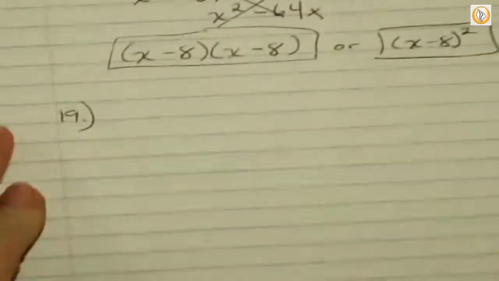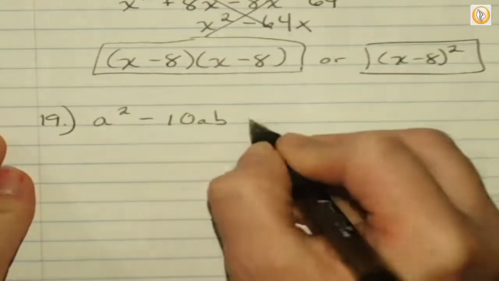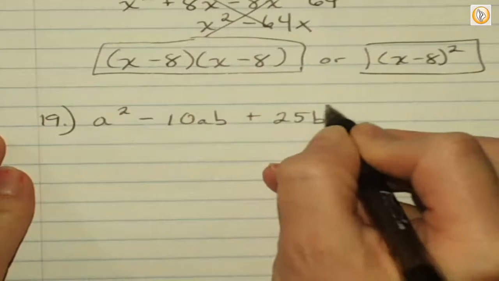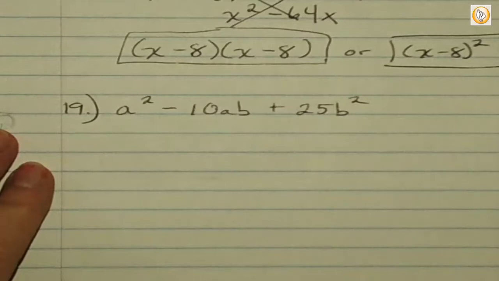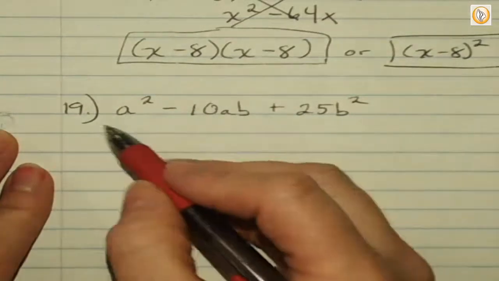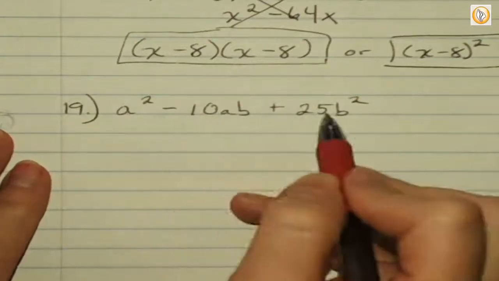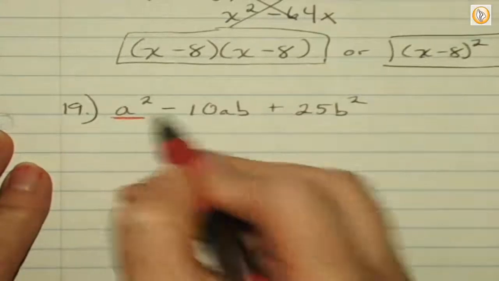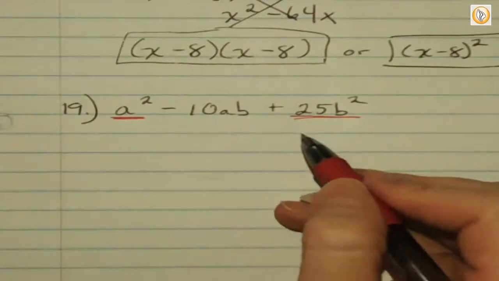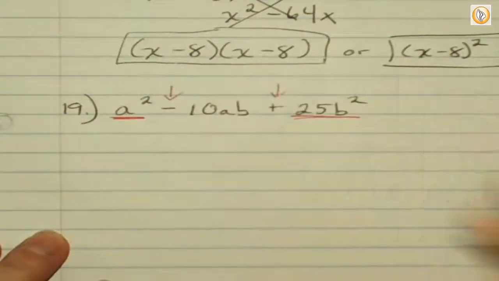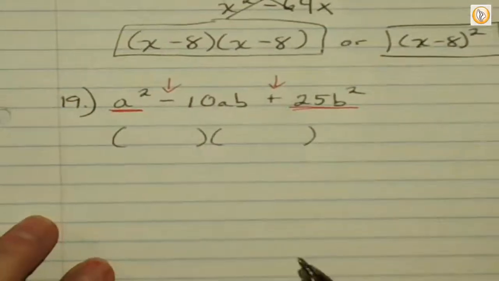Let's look at 19. We're going to keep doing these. A squared minus 10ab plus 25b squared. All right, this is different, slightly. Ariel, can I take anything out? No. Good. There is nothing that they all three have in common. Is this a perfect square? Yes. Are 25 and b squared perfect squares? I have a negative and a positive. So Ariel, what do you think goes in the parentheses?